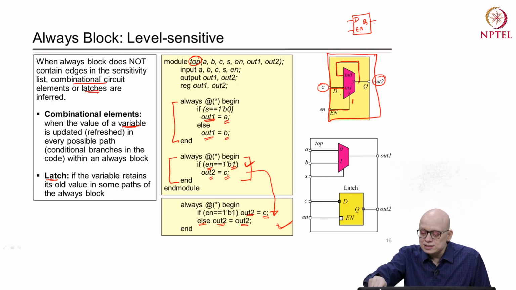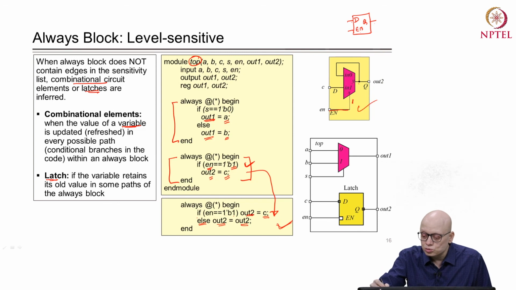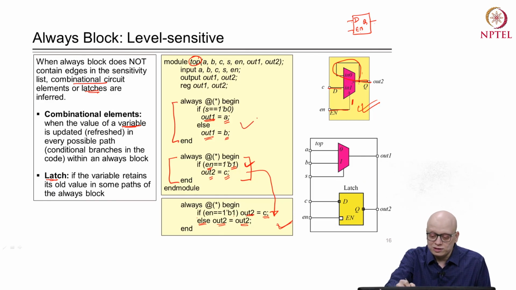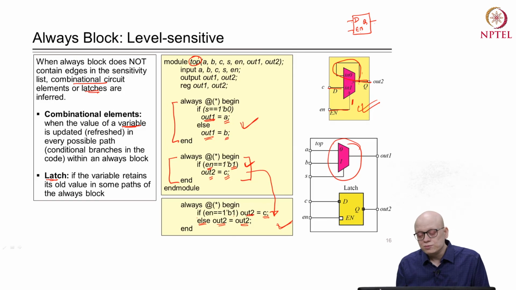The description shown in this figure is the same. If enable is equal to 1, then whatever is C appears at out2, otherwise it retains the old value; there is a feedback. So, corresponding to this module top, two instances will be created. First, for the always block in which out1 is being written in all conditional branches, a multiplexer, a purely combinational circuit element, will be inferred. And for the second always block, a D latch will be inferred.